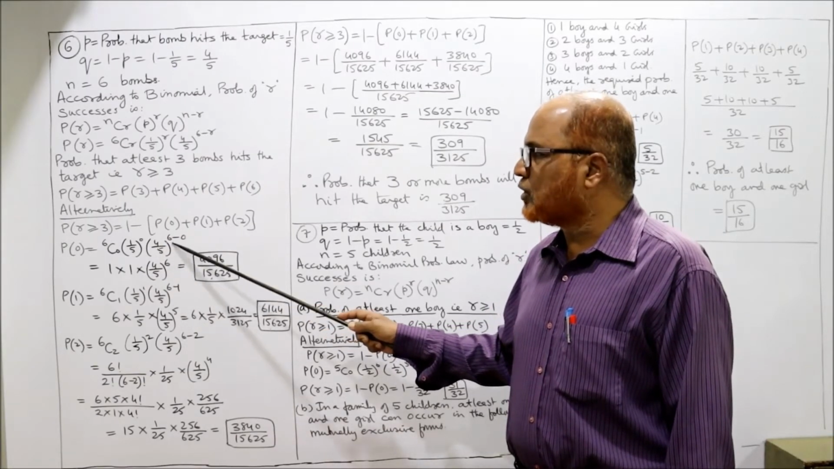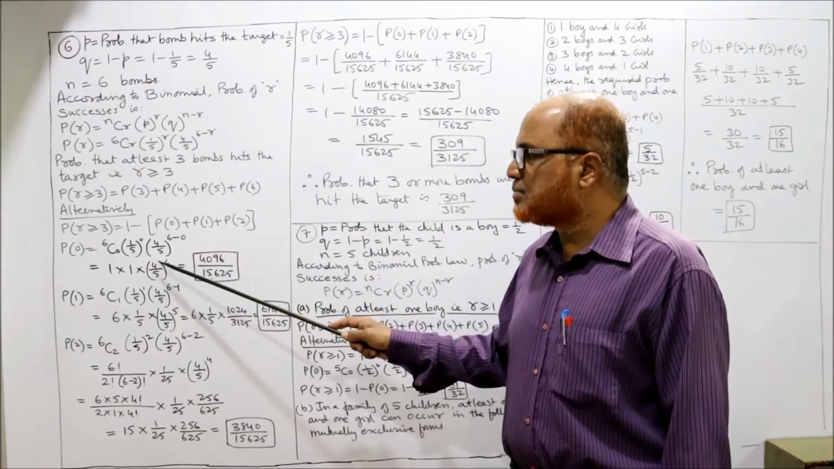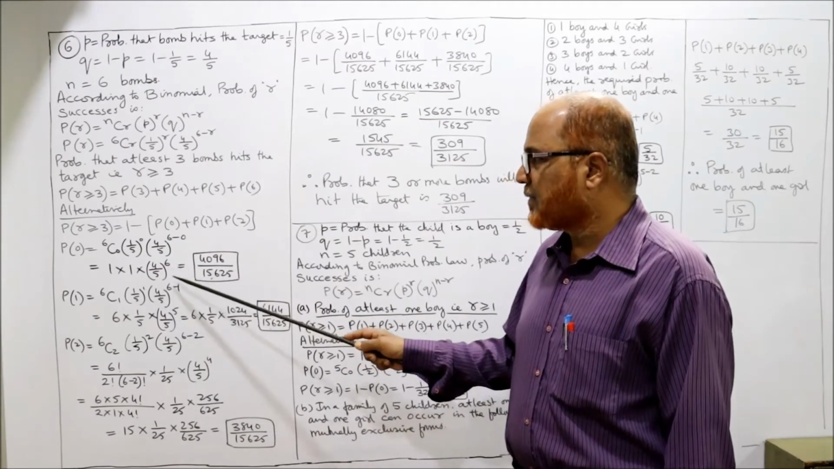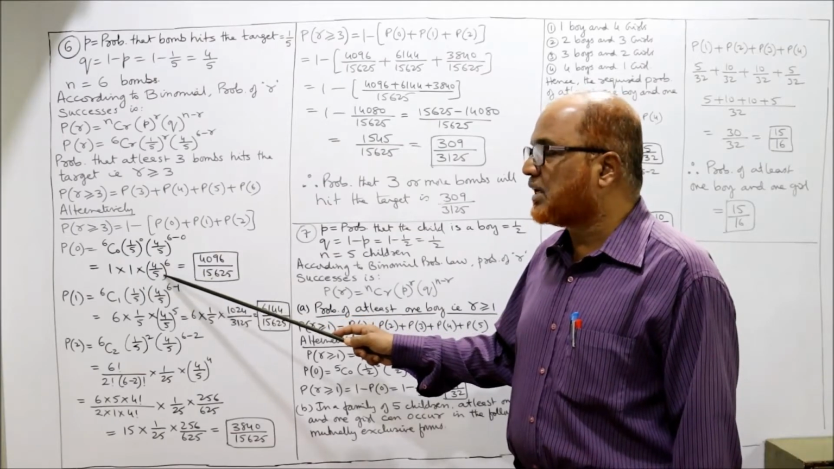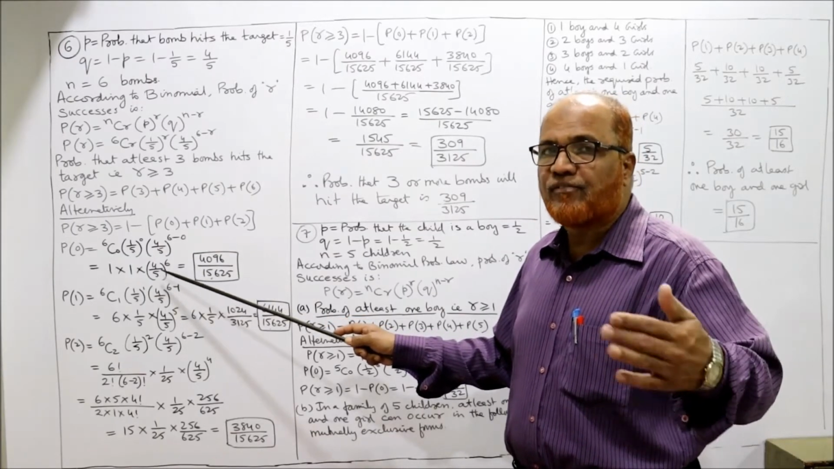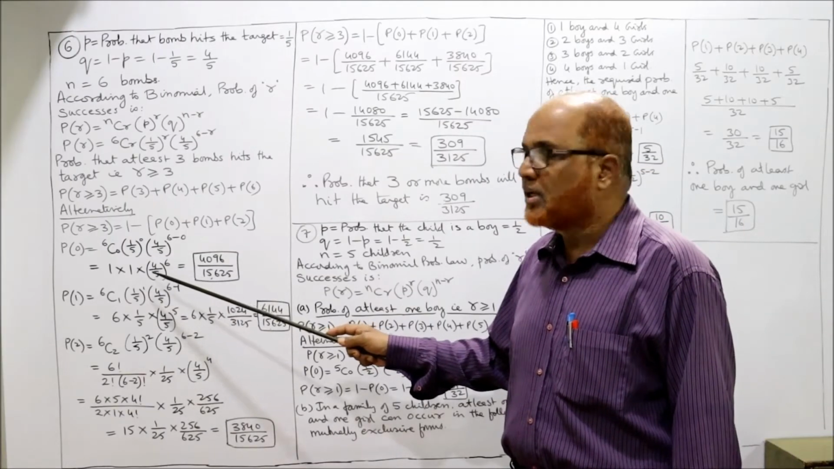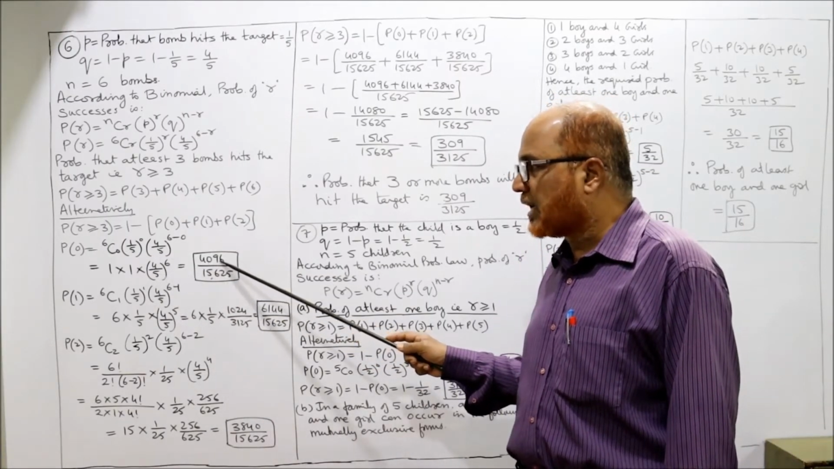Then 4 by 5 to the power of 6. That means 4 is multiplied 6 times and 5 is multiplied 6 times. If you multiply 4 into 4 into 4 into 4 into 4 into 4, 6 times, you get 4096.